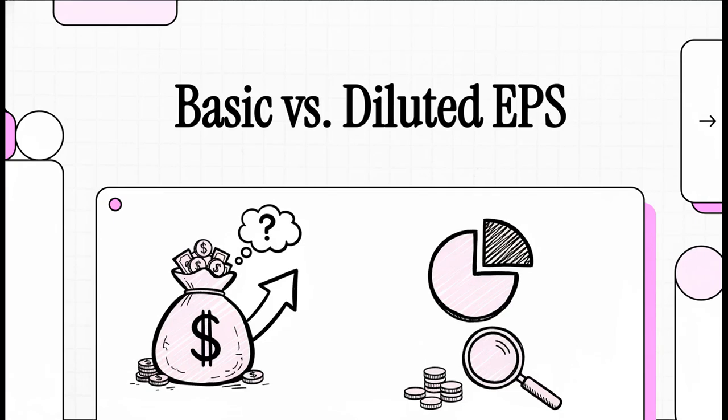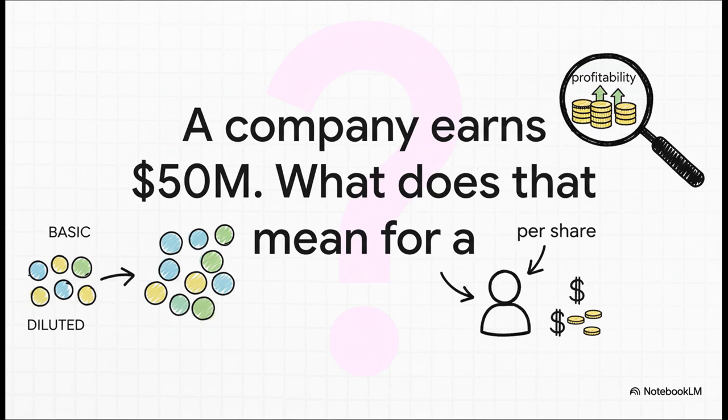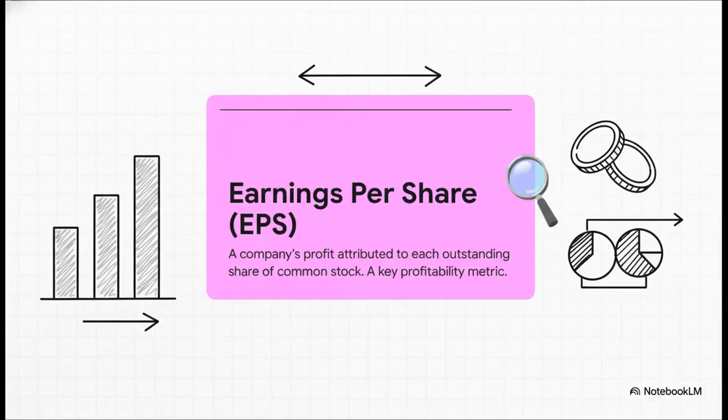So a company reports 50 million in profit. Sounds great, but what does that mean for you? To figure that out, we got to look at profit on a per share basis. Let's dive in. And that's where earnings per share, or EPS, comes in. It helps you compare apples to apples.